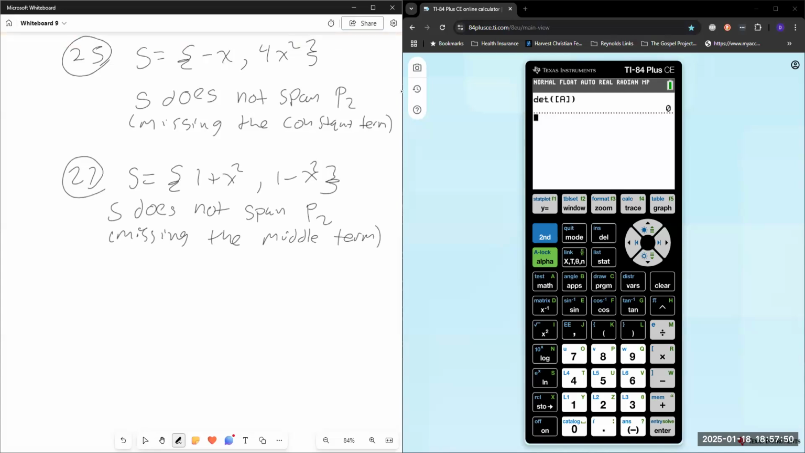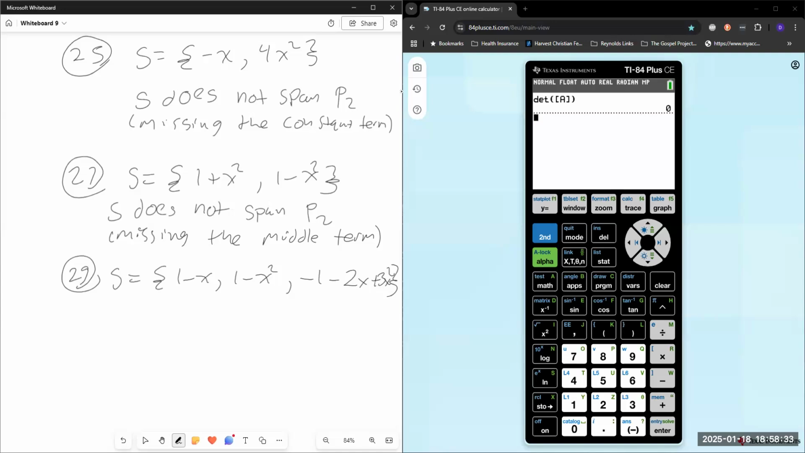Number 29, and its S is 1 minus x, 1 minus x squared, negative 1 minus 2x plus 3x squared. So I see that all the pieces are there. Let's see, though. The problem is that negative 1 minus 2x plus 3x squared might be a linear combination of 1 minus x and 1 minus x squared.